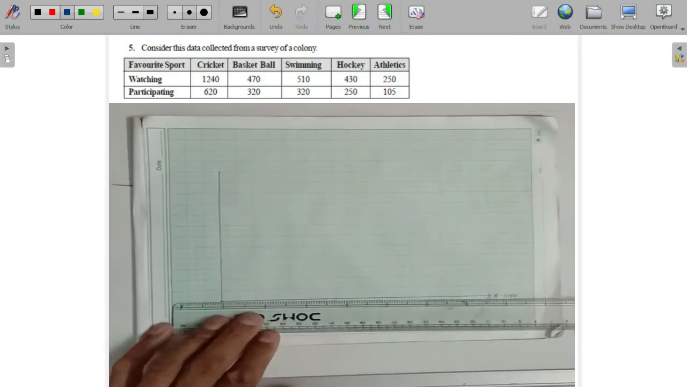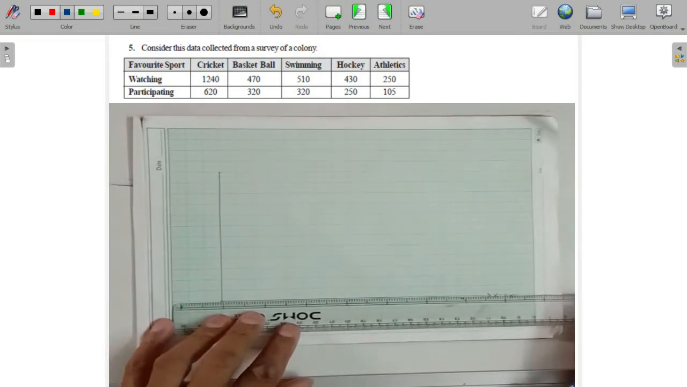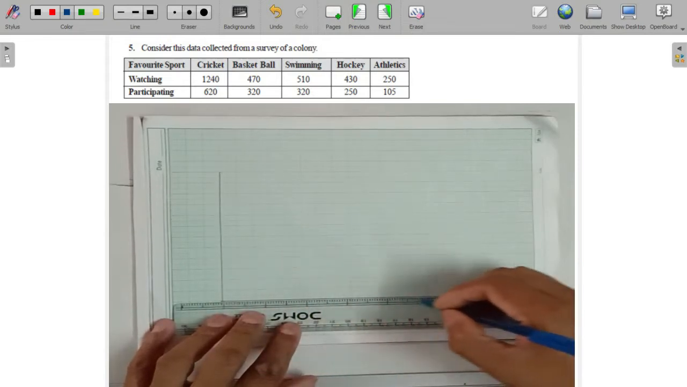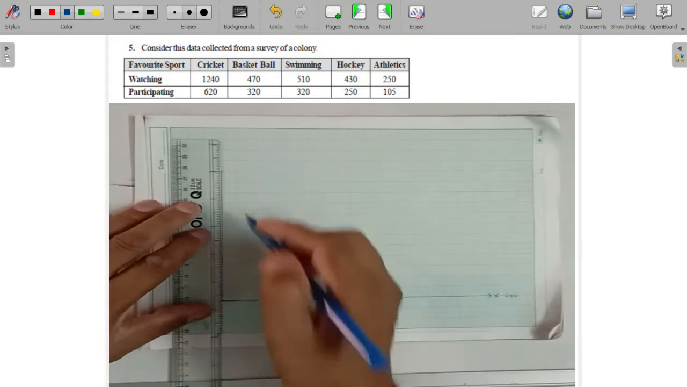Now come to question number 5. You have to draw a bar graph. Here we represent favorite sports on the x-axis and watching and participating on the y-axis. So on the graph, draw this x-axis and then the y-axis.